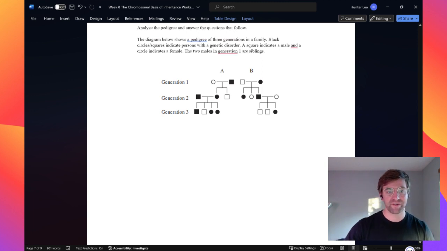Analyze the pedigree and answer the following questions. The diagram below shows a pedigree of 3 generations in a family. Black circles and squares indicate persons with a genetic disorder. A square indicates a male and a circle indicates a female. The 2 males in generation 1 are siblings. Okay, so the 2 squares. One of them has the genetic disorder and one does not.